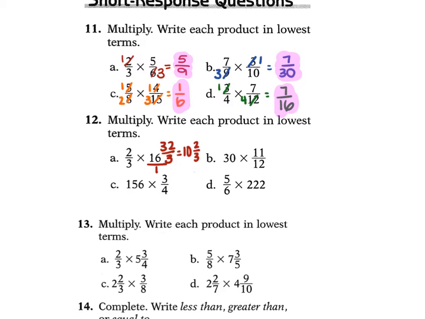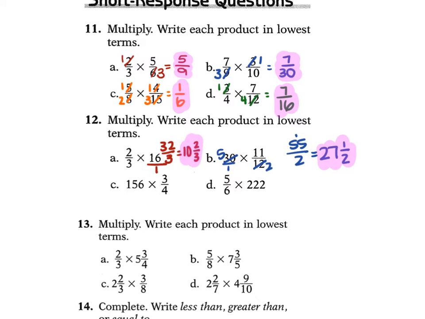For B, we have 30 times 11 over 12. So the 30 is 30 over 1. The 30 and the 12 were both divisible by 6, so the 12 becomes a 2. And the 30 becomes 5. So we're doing 5 times 11, which is 55, over 1 times 2, which is 2. 2 goes into 55 so many times, so 2 goes into 5 twice with 1 left over. 2 goes into 15 7 times with 1 left over, so that's 27 and 1/2.